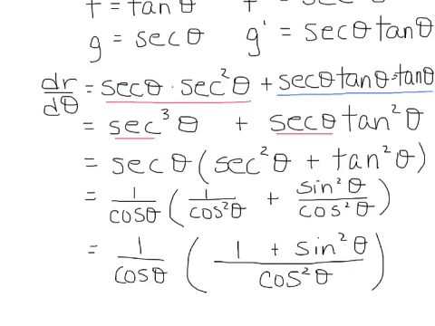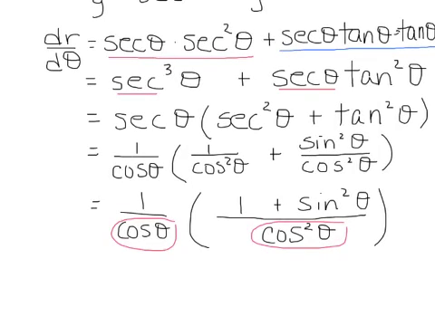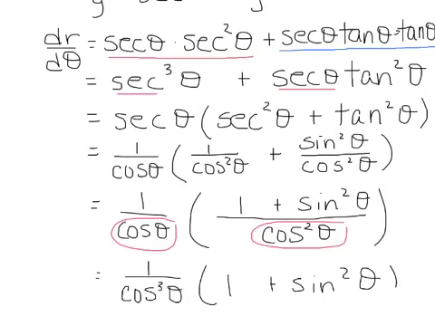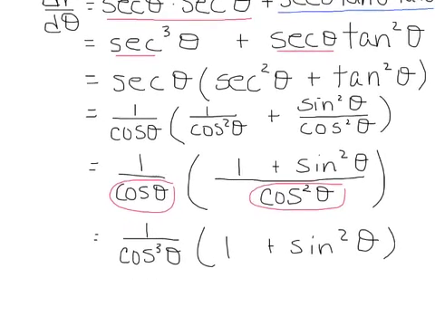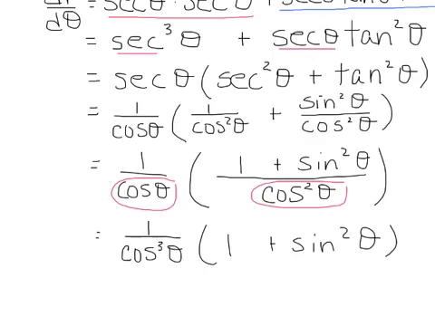And now one more thing we can do is we have a cosine theta in the denominator on the outside and a cosine squared in the denominator on the inside. So we can condense them just a little bit and make that be 1 over cosine to the third theta times 1 plus sine squared theta. And then finally our last step is to convert the 1 over cosine cubed back to the reciprocal function of secant. So secant cubed theta times 1 plus sine squared theta.